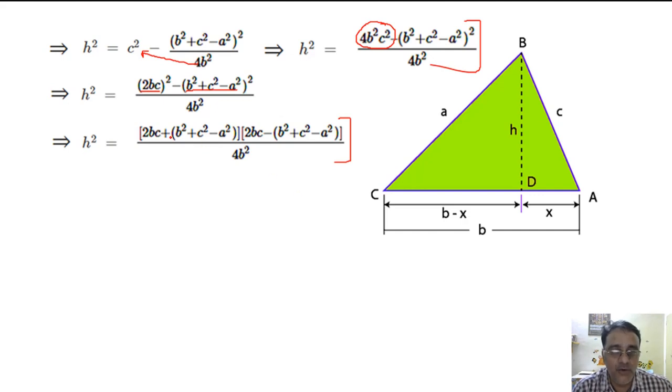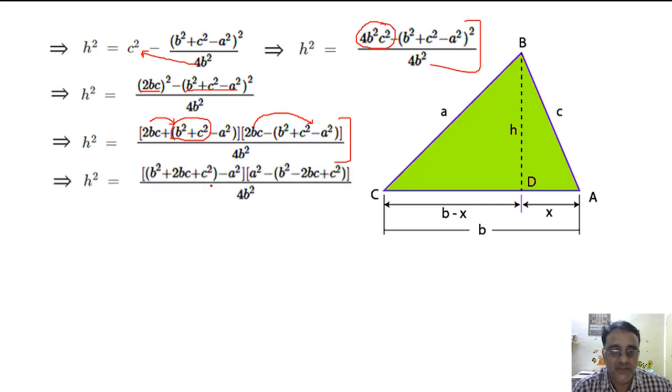Okay. Now what we will do, we will adjust b square minus c square with 2bc, क्योंकि ये b plus c whole square हो जाएगा. Similarly, this we will adjust with here. Okay, right? So next step में adjustment. So whether this step is clear?